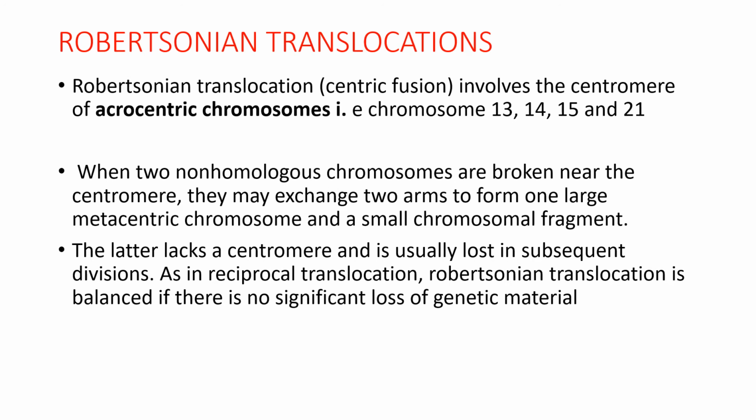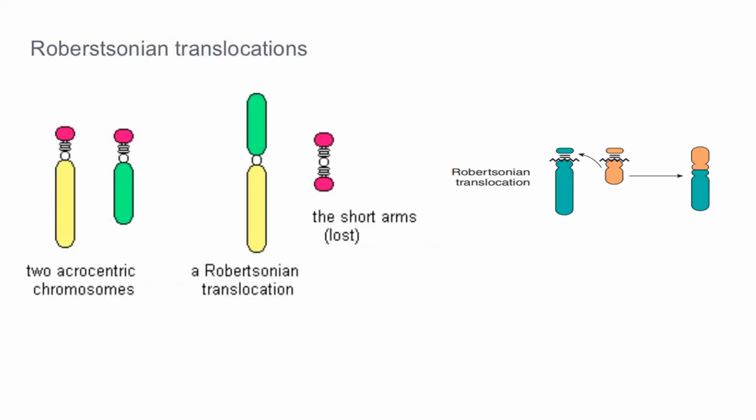Robertsonian translocations. Robertsonian translocation involves the centromere of acrocentric chromosomes, that is, it occurs in chromosome 13, 14, 15 and 21. When two non-homologous chromosomes are broken near the centromere, they may exchange two arms to form one large metacentric chromosome and a small chromosomal fragment. The latter lacks a centromere and is usually lost in subsequent divisions. As in reciprocal translocation, Robertsonian translocation is balanced if there is no significant loss of genetic material.